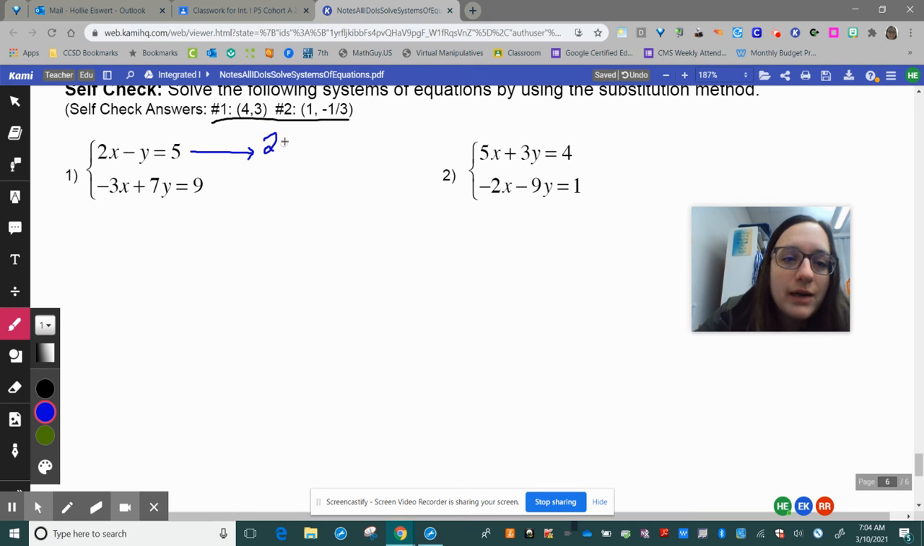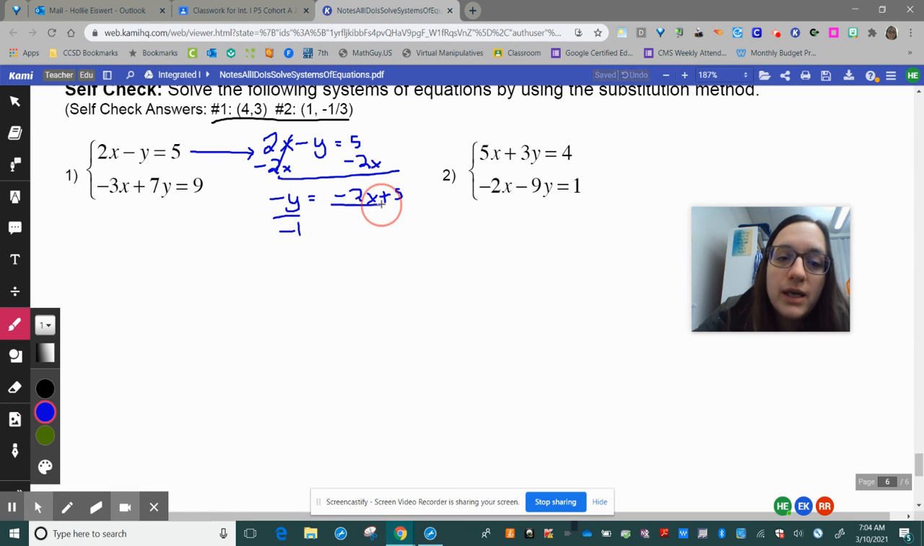So I'm going to first write it out. 2x minus y equals 5. And if we subtract 2x from both sides, we end up with a negative y. Be careful, that is a negative y equals negative 2x plus 5. And when we divide both sides by a negative 1, both sides, all of it, negative divided by negative is a positive 2x, and a positive divided by a negative is a negative 5. Look, there it is.